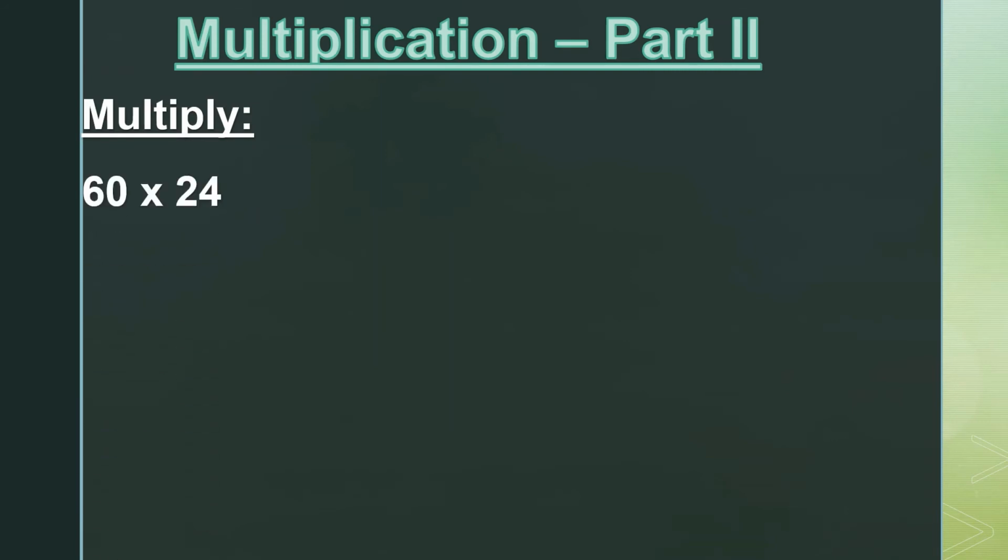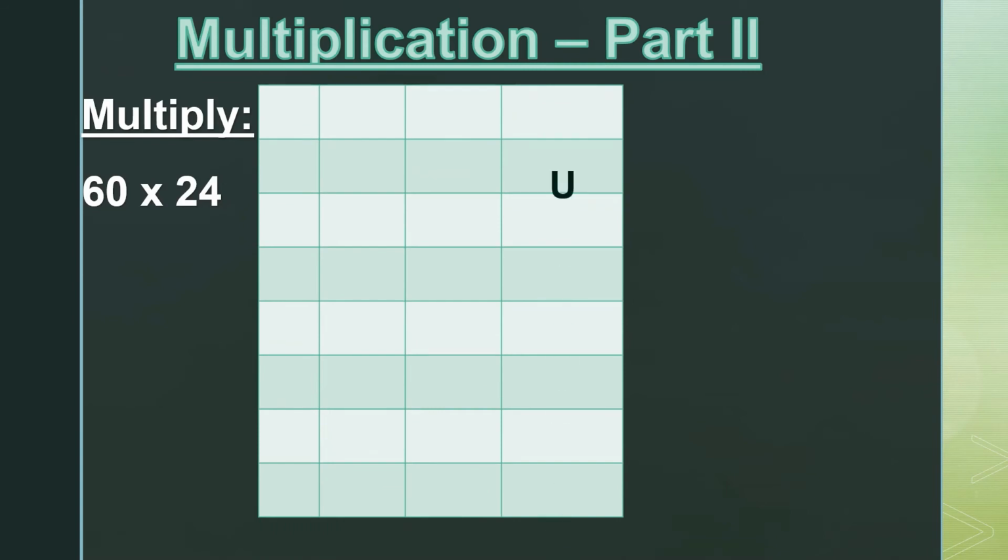60 multiplied by 24. Write the place values, units, tens, hundreds, thousands. We write 60, 6 in tens place, 0 in units place, 2 in tens place, 4 in units place. Multiplication sign. We multiply the units place numbers first. 4 multiplied by 0, we get 0. 0 multiplied by any number, you get 0. 4 sixes we get 24. So we write 24.